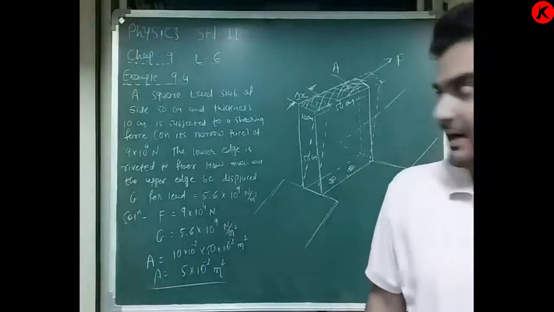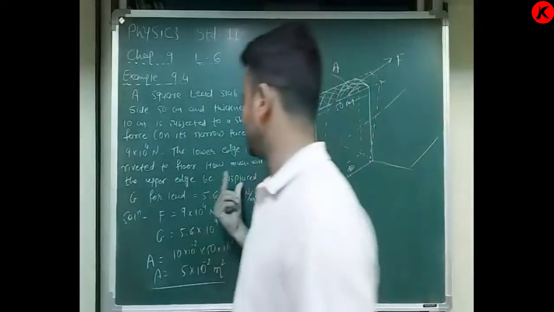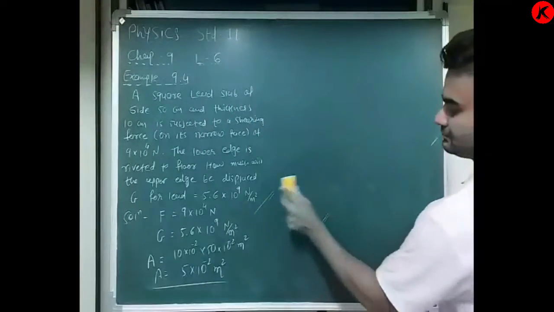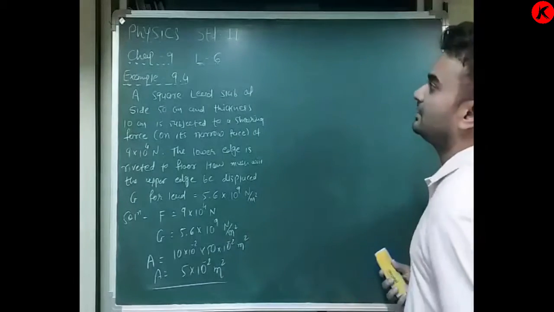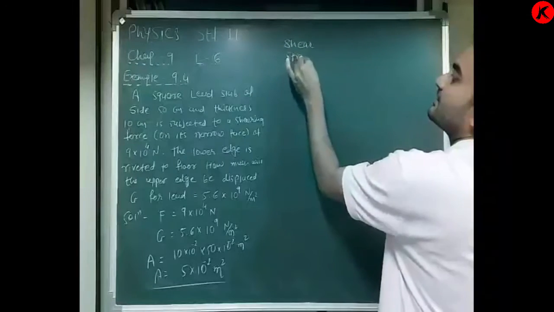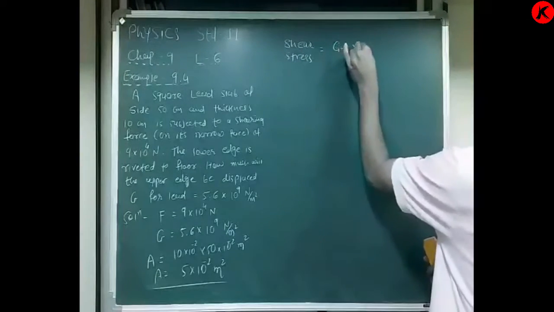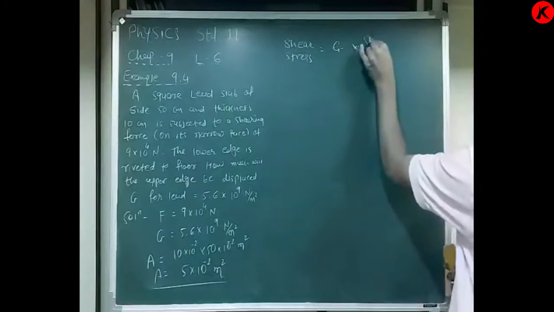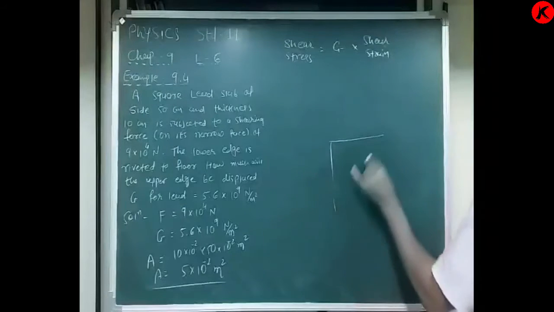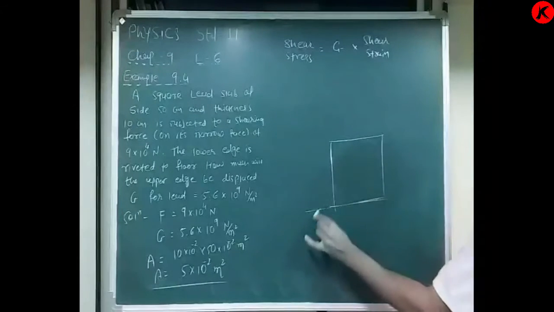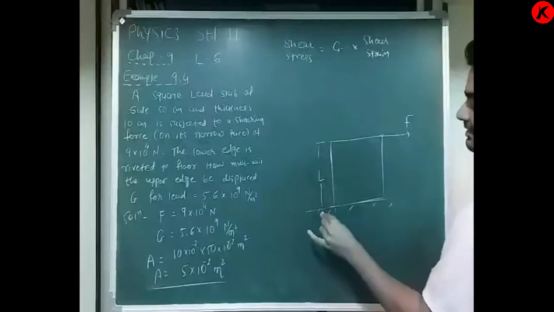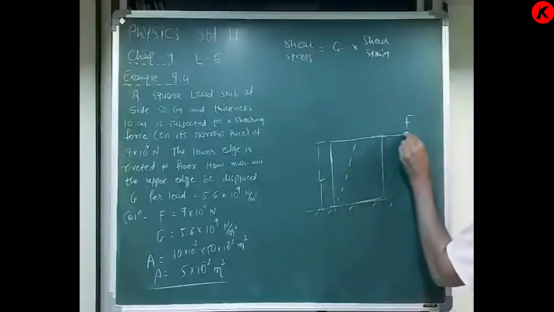Now we want to find how much the upper edge will be displaced. Displacement we want to find. So what is the formula? Shear stress is equal to G, modulus of rigidity, into shear strain. What is shear strain? Let's say this is the block, connected over here. Let's say I am forcing from this side. This length is L and let's say it is displacing like this way.